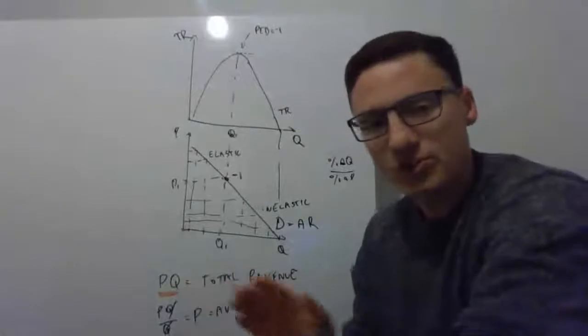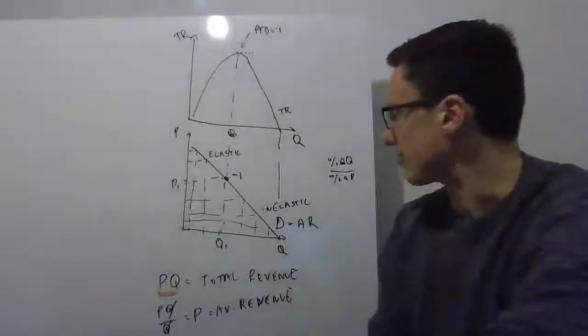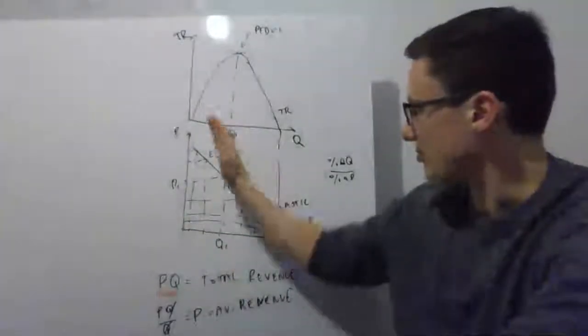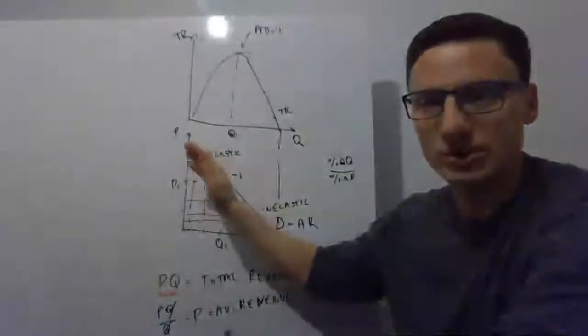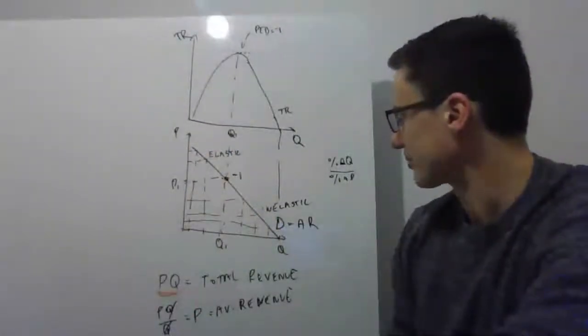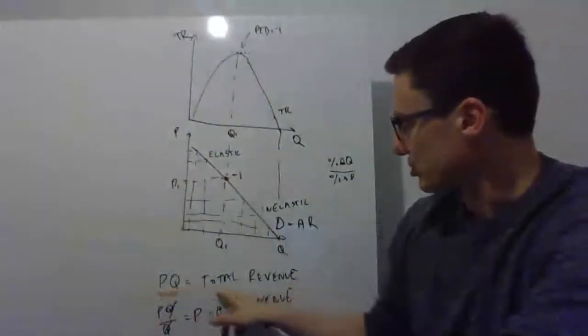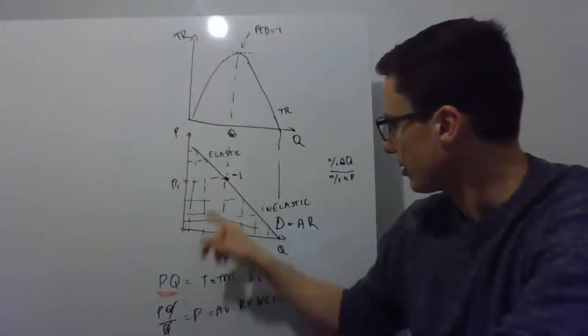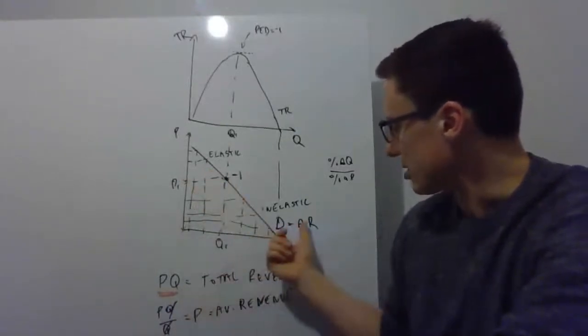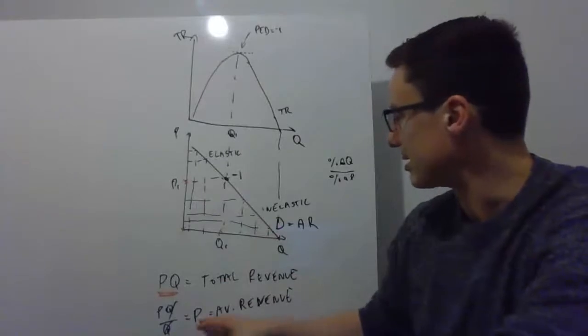Well, first of all, I will show you a little bit of a mathematical trick, and then I will put it onto the graph where you can see it accurately. We established then that total revenue was PQ. And we also established that the demand curve was simply P.